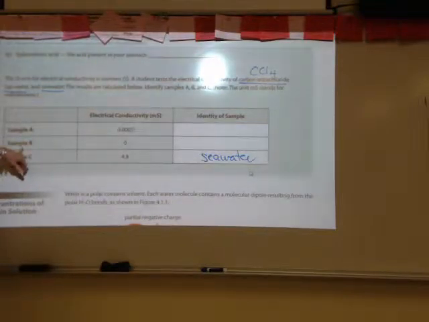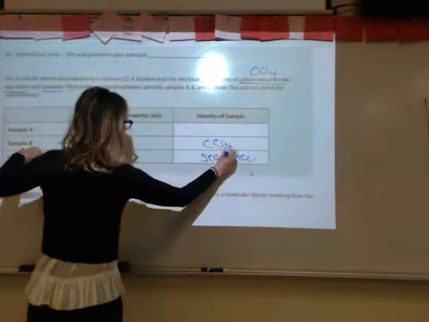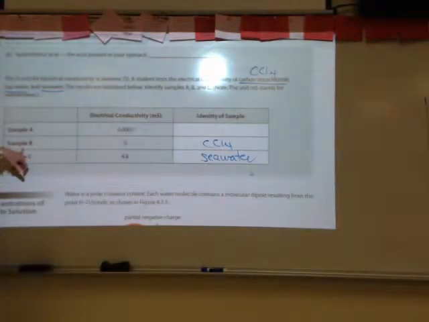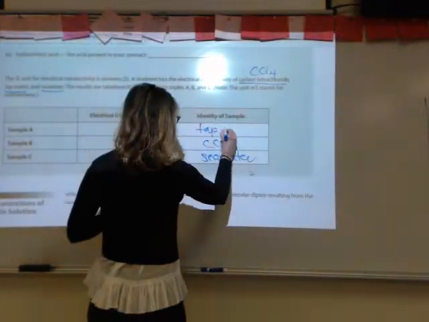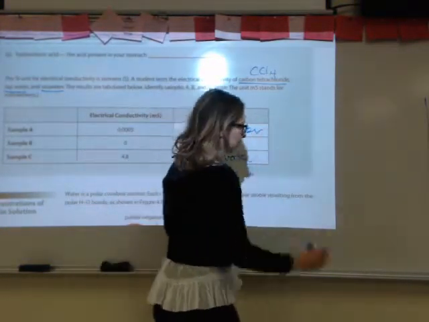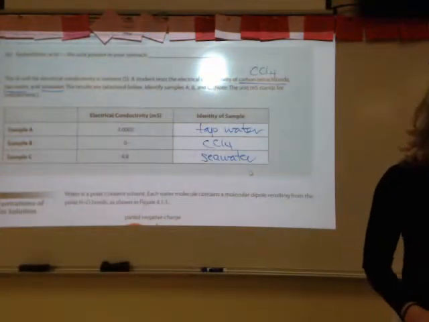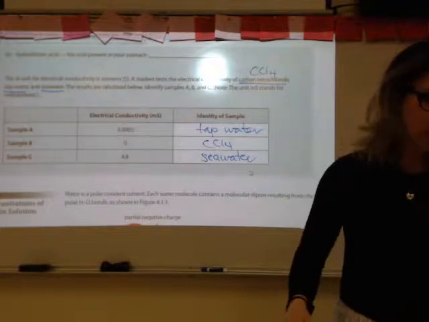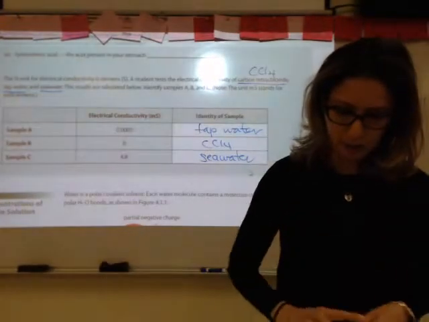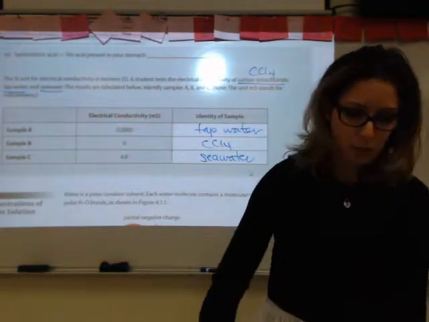What do you think sample B is? Carbon tetrachloride, because carbon tetrachloride is a molecular compound. It will not produce freely moving ions in solution. How about sample A? Tap water, because there are a few things dissolved in tap water, so it would be a poor conductor, but it would have minimal conductivity if you went to test it. Questions on that?